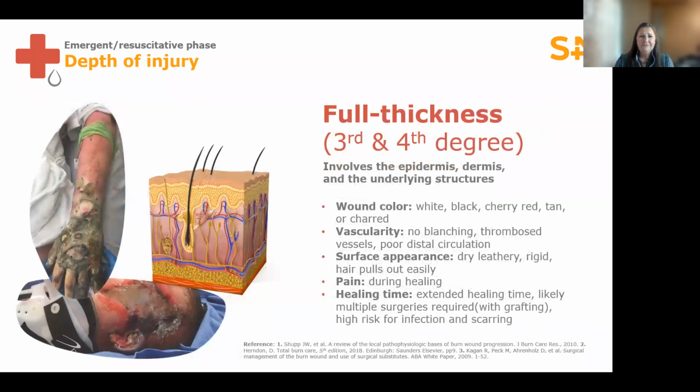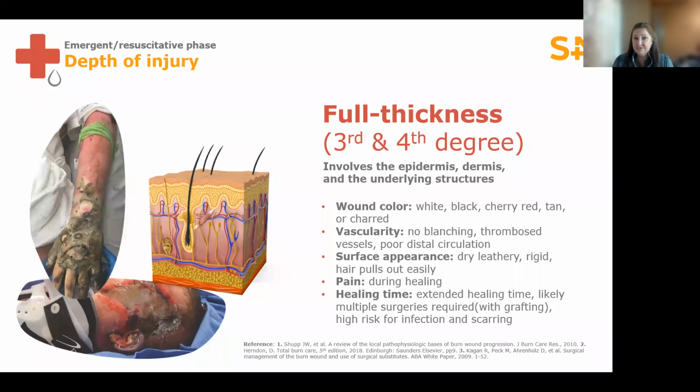Here we have a full thickness burn. This is what is considered 3rd and 4th degree. This patient that you see here was, I happen to know, an electrical burn. So this was, of course, multiple surgeries. This involved the epidermis, dermis, and underlying structures. You can have any color, and you can see that in our patient right here. We have red and white and black and charred areas. There is no blanching in the full thickness areas. We have thrombosed vessels. You might see the vessels showing black or dark blue through the skin.